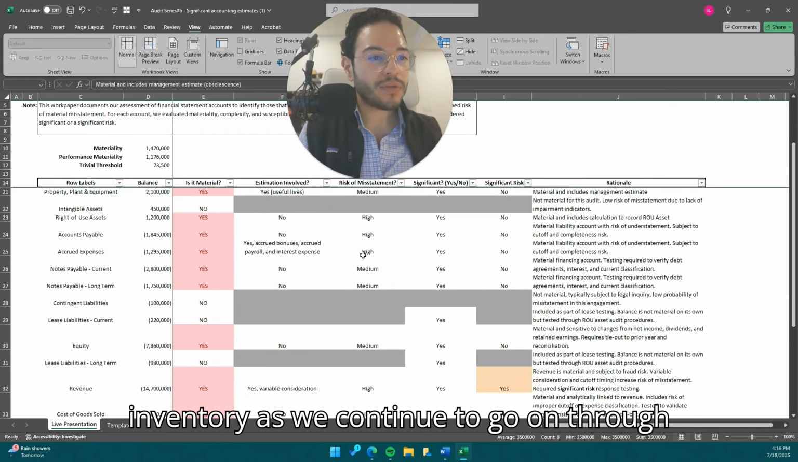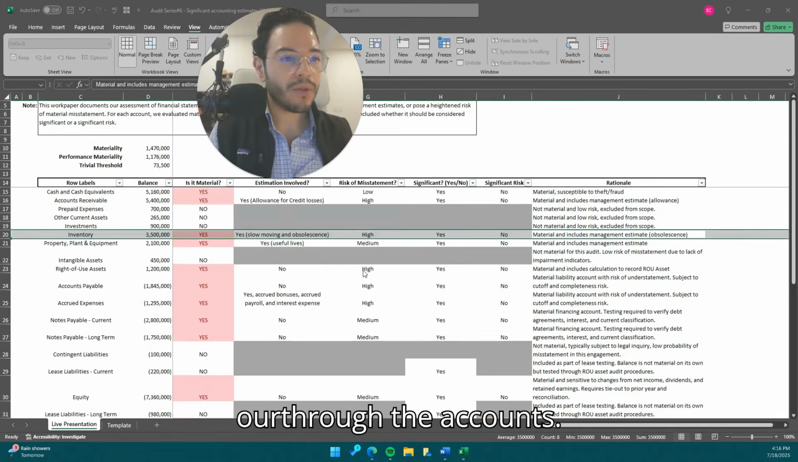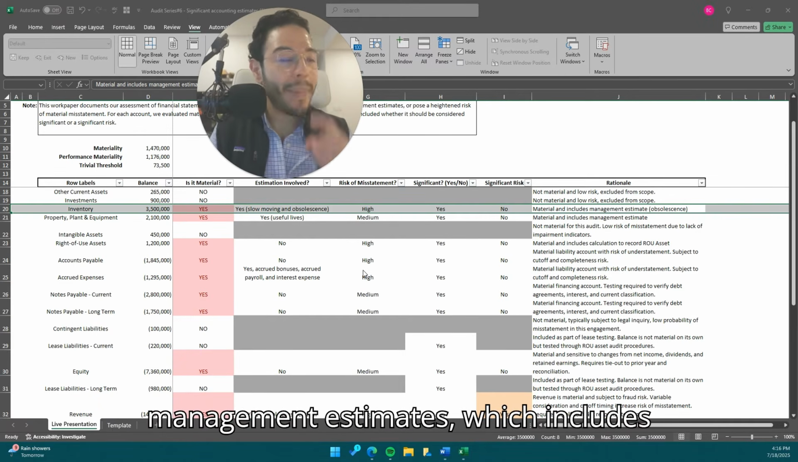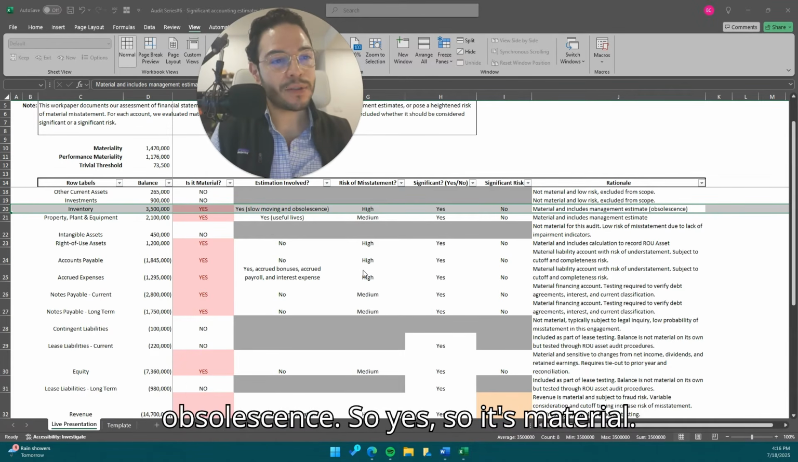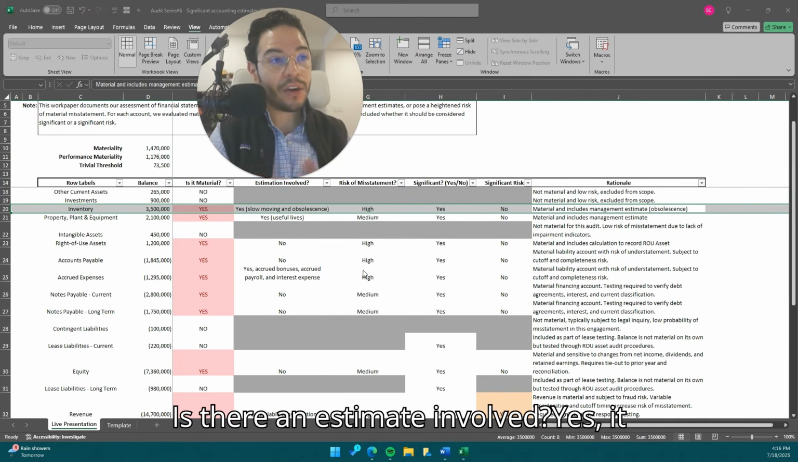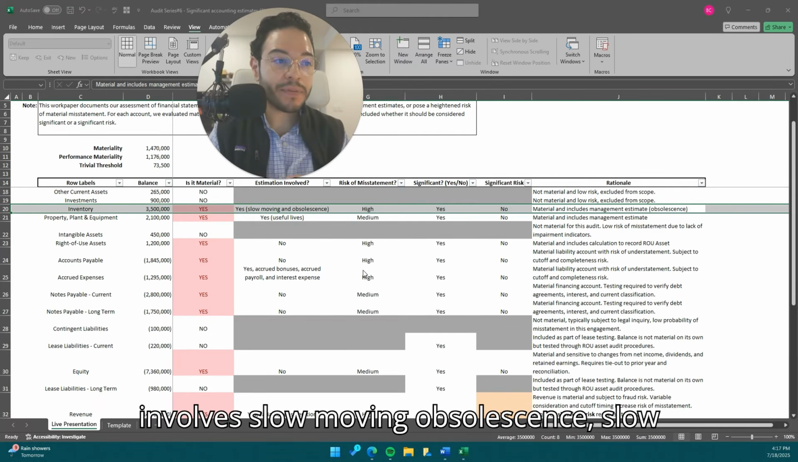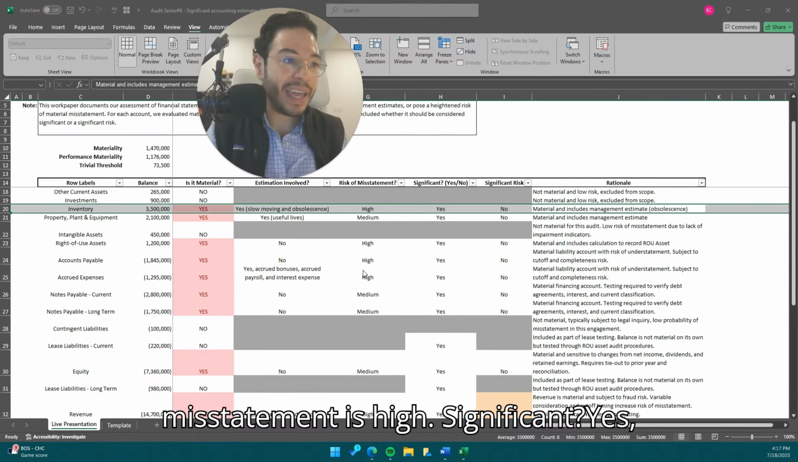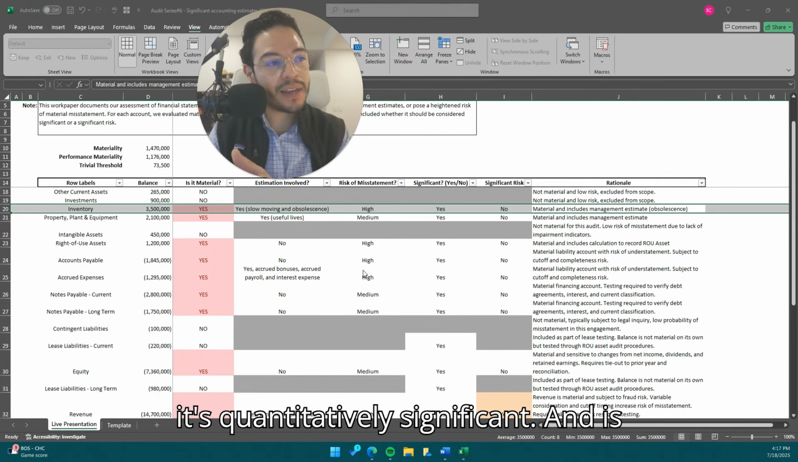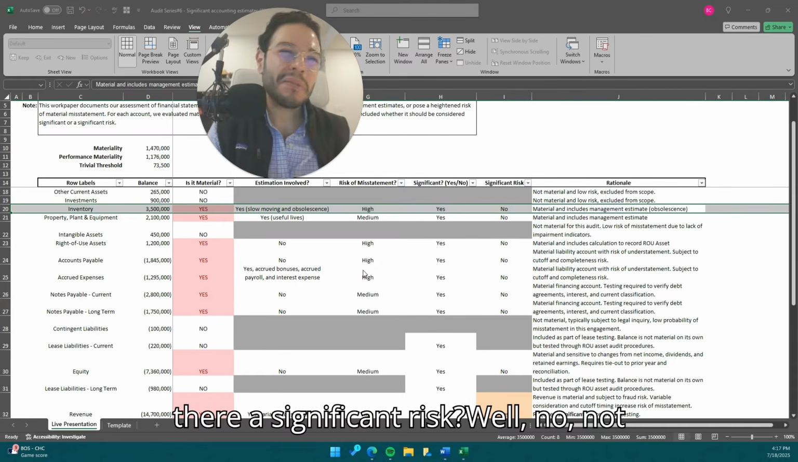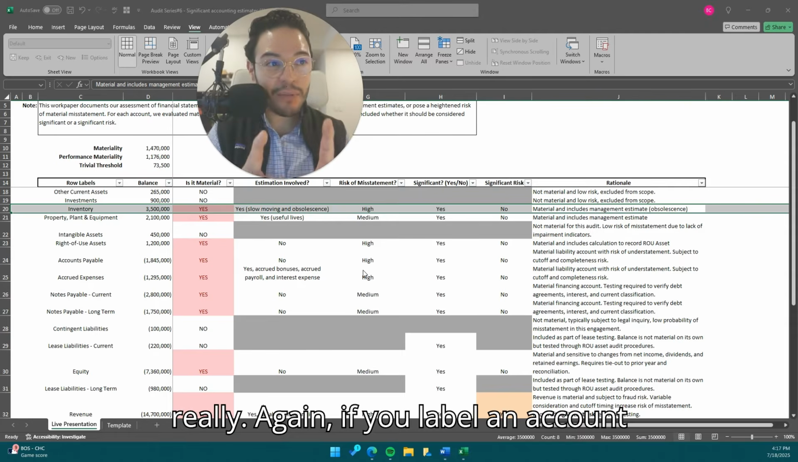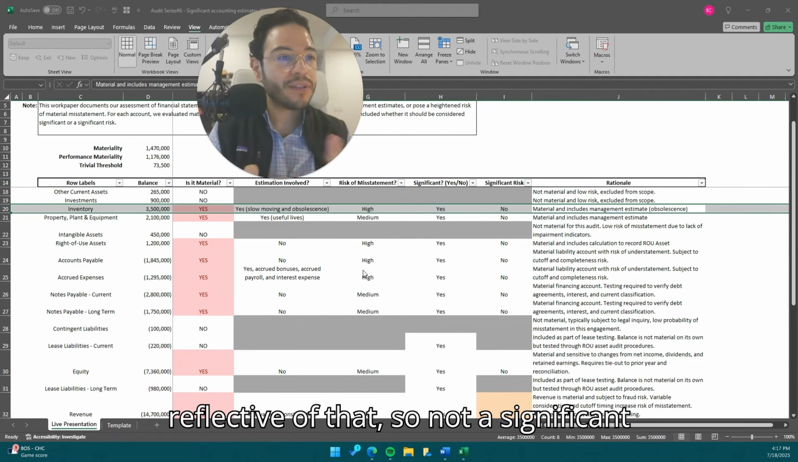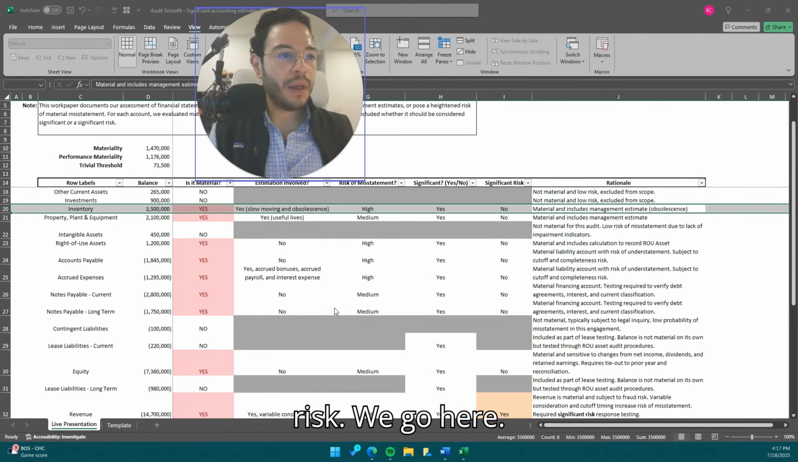Okay, so inventory, as we continue to go through the accounts. Inventory is material and it includes management estimates, which includes obsolescence. So yes, it's material. Is there an estimate involved? Yes, it involves slow moving and obsolescence reserve. Risk of misstatement is high. Significant? Yes, it's quantitatively significant. And is there a significant risk? Well, no, not really. Again, if you label an account significant risk, you need to do extra procedures and your procedures need to be reflective of that. So not a significant risk.